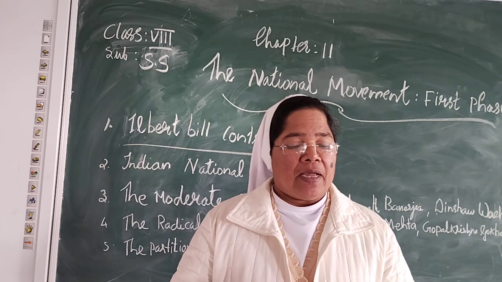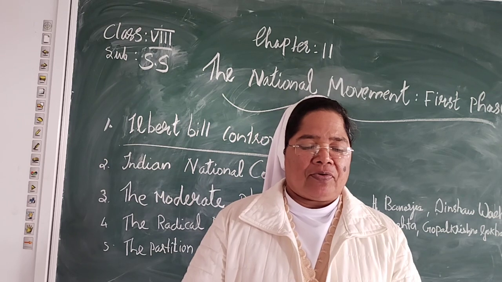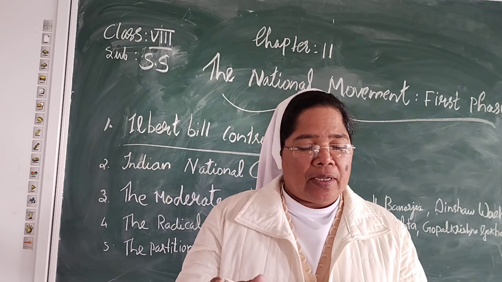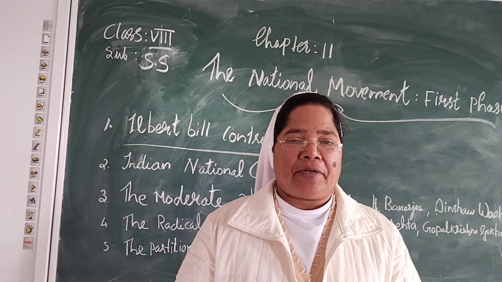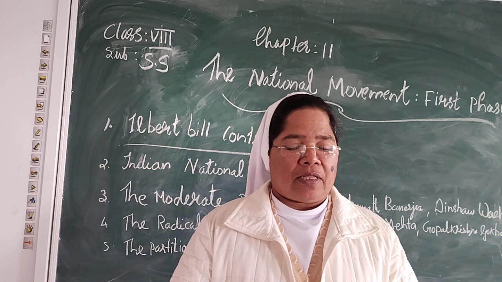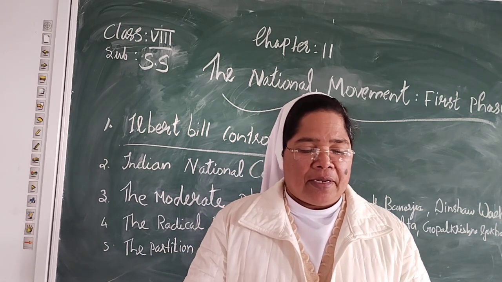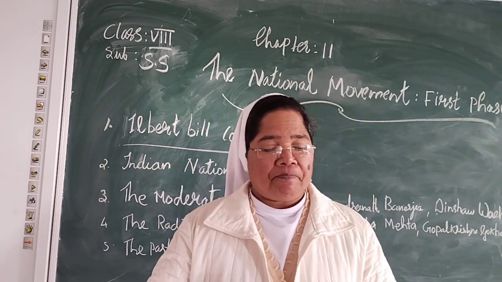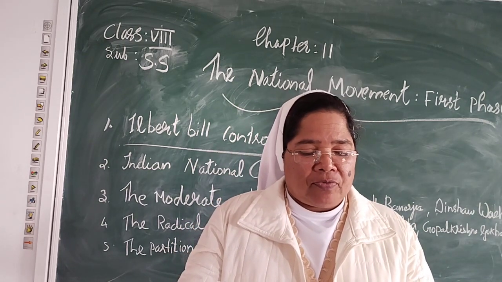Once more I will explain. The Ilbert Bill was introduced by Sir Ilbert, a law member during the reign of Lord Ripon, created and written in 1883. It had a provision which gave Indian judges the power to try cases involving Europeans. The first point is that the bill had the provision which gave Indian judges the power to try cases involving Europeans.